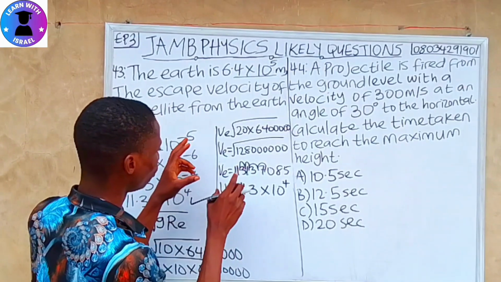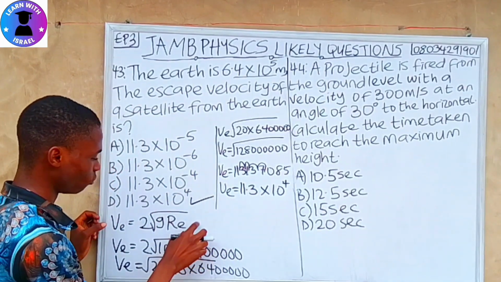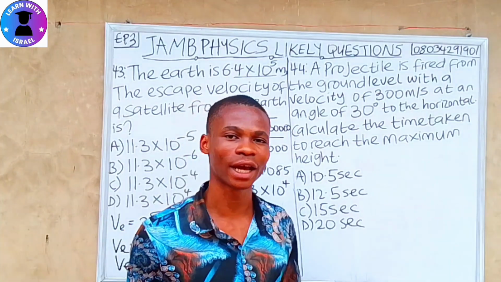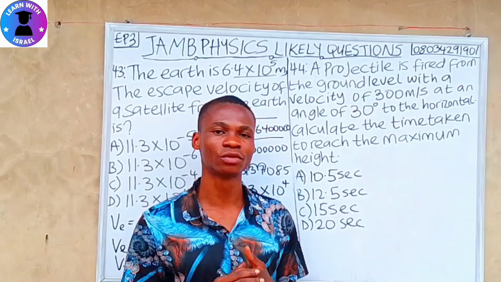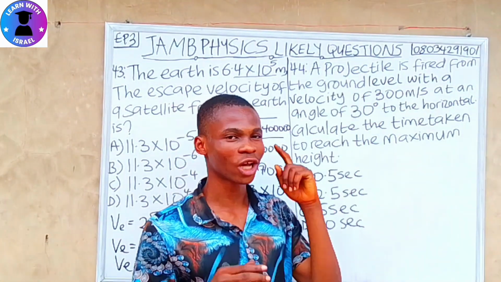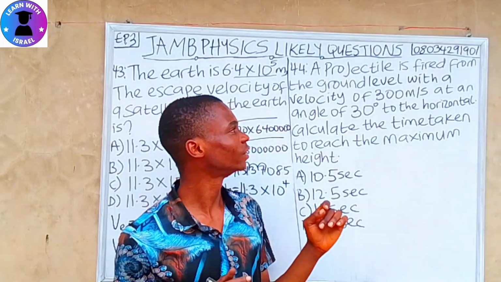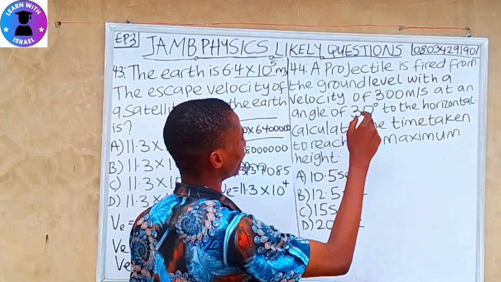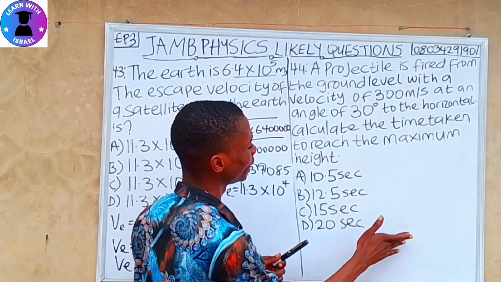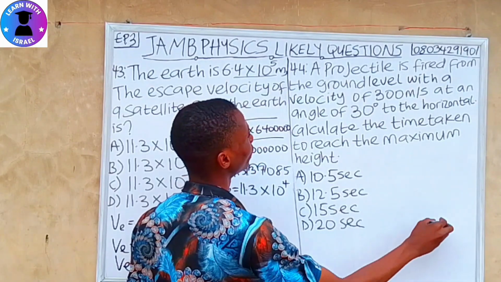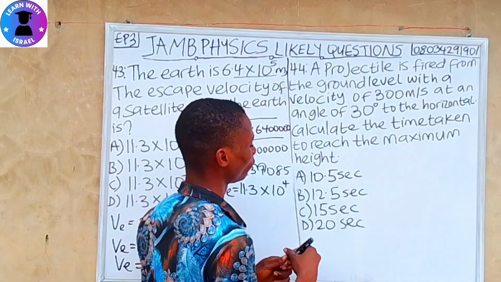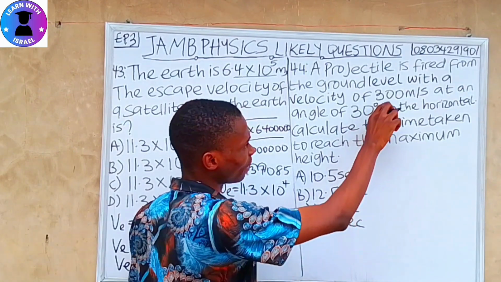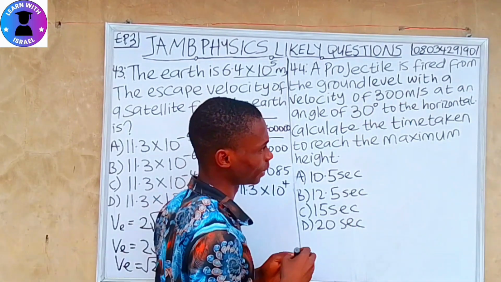So make sure you note this formula. Question 44. This is a question on projectile. I'll be dropping a video soon on the topic projectile, so I want you to be very attentive here. Question 44. A projectile is fired from the ground level with a velocity u, which is the initial velocity. I hope you understand.